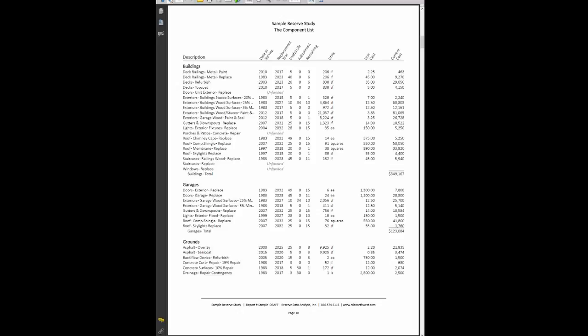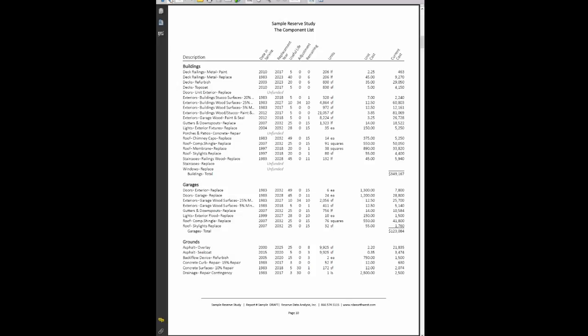The next section of the reserve study is the component list. This is essentially the most important part of the reserve study. All of our recommendations and all the funding models and mathematical equations are based on this component list. We want to make sure it's thorough and accurate, and the measurements are accurate. The place in service dates are as close to accurate as possible.